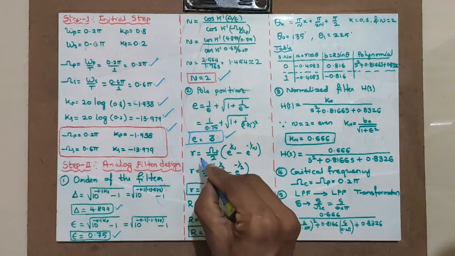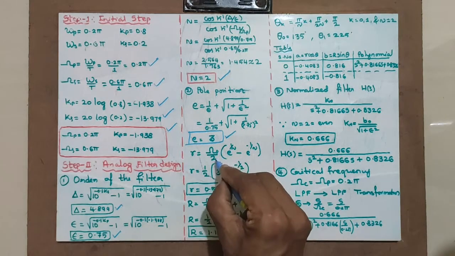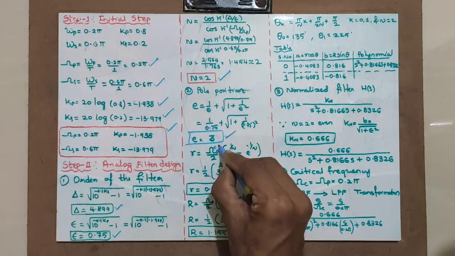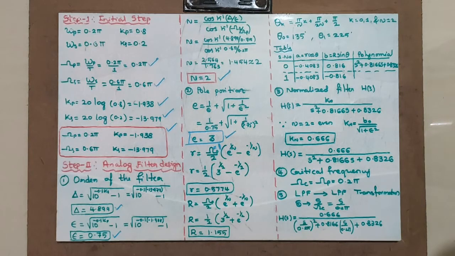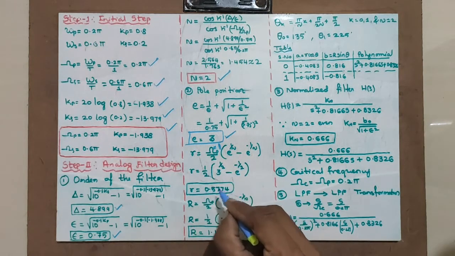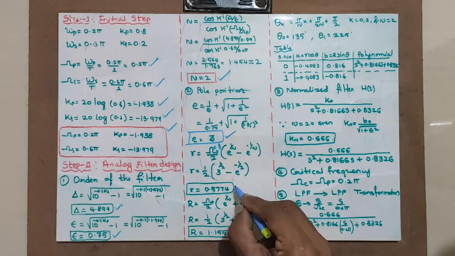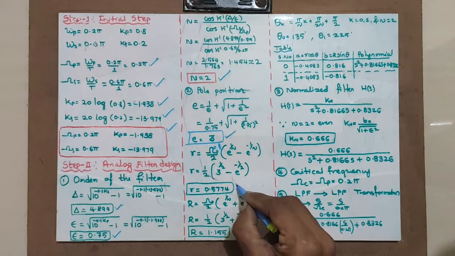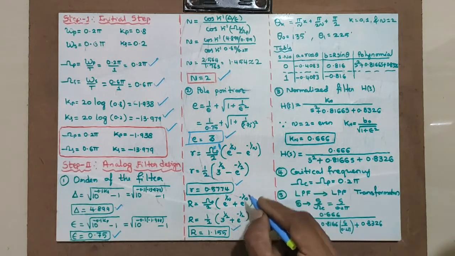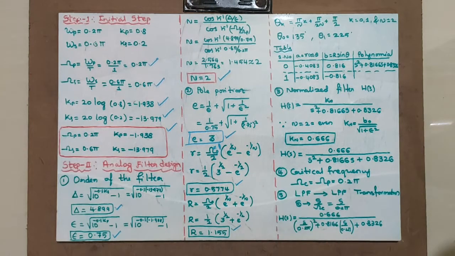You can apply r is equal to omega p by 2. Please note that this is a normalized filter, hence omega p value to be taken as 1. Very important, omega p value should be taken as 1. Okay, hence 1 by 2. If you do this, the minor axis value comes out to be 0.5774. Similarly, the major axis comes out to be 1.155. Please note that you should have a pole position with an elliptical shape. I have not drawn it because of shortage of board here.